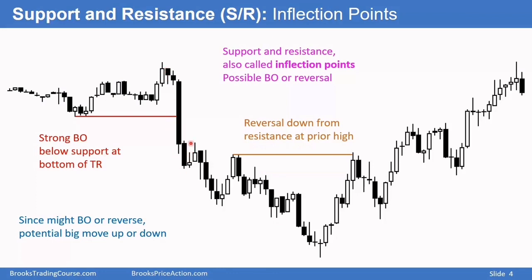The market sold off, it bounced. When it got near this high, it sold off again. When it got near this high, it sold off again. These prior highs then are resistance.